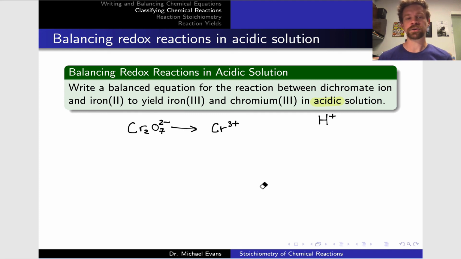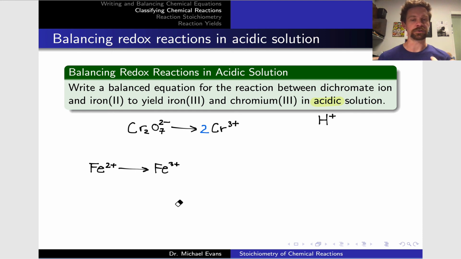Dichromate is Cr2O7 2-, and dichromate to chromium 3, on the product side we have Cr3+, that's the chromium 3 ion. Iron 2 is Fe2+, iron 3, Fe3+, so pretty straightforward half reaction there. Our next step is to balance all atoms that are not hydrogen or oxygen. And the one thing that looks off here is the number of chromiums. We've gone from 2 to 1. So we need to add a 2 before the chromium so that our chromium atoms balance. The other half reaction is already balanced.